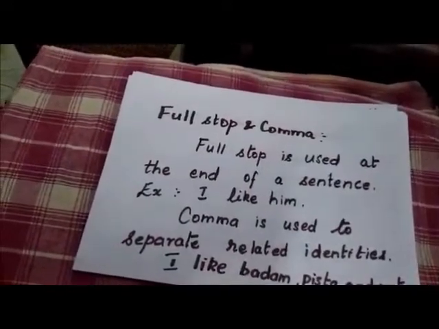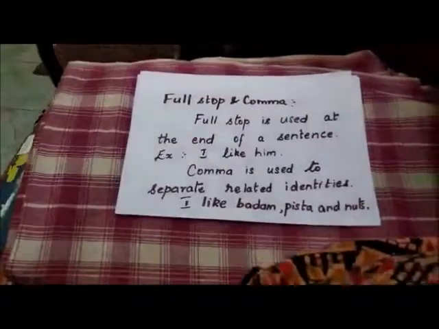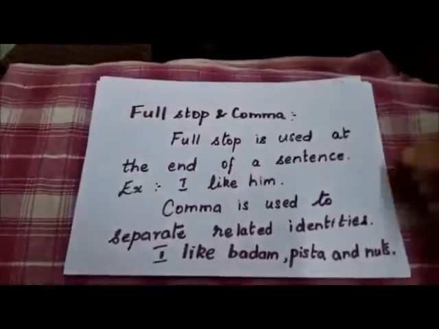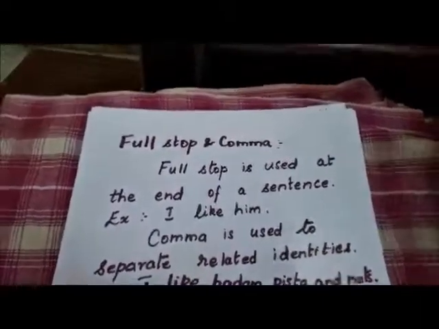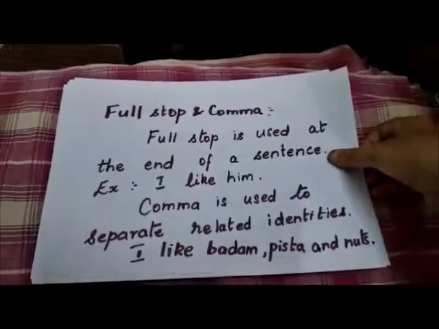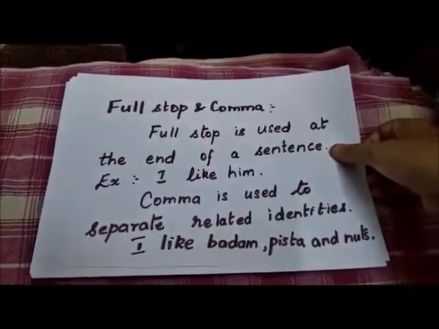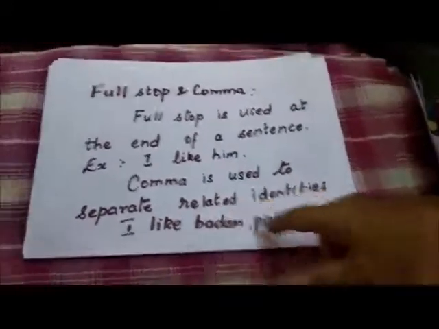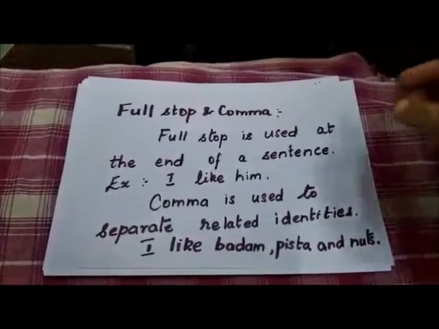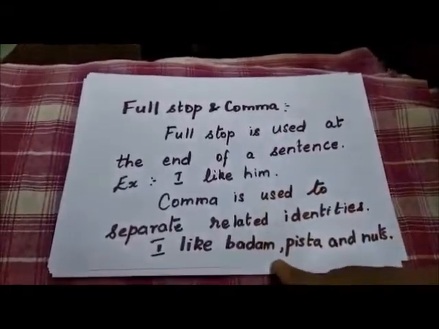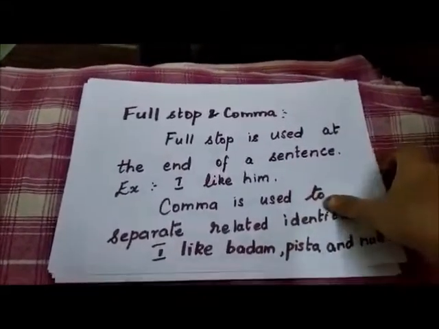Now moving to full stop and comma. A full stop is used at the end of a sentence. For example, I like him. Here you see a full stop. To end a sentence, you have to keep a full stop. A comma is used to separate related items. For example, badam, pista, nuts all come under the same group. They are related to each other. So to separate badam and pista, we place a comma.